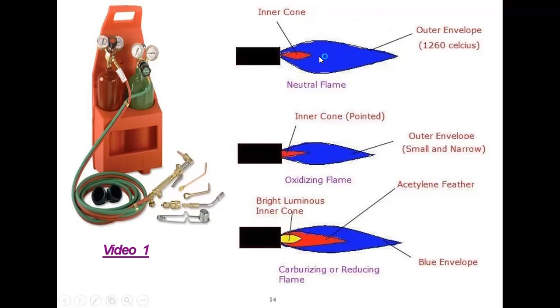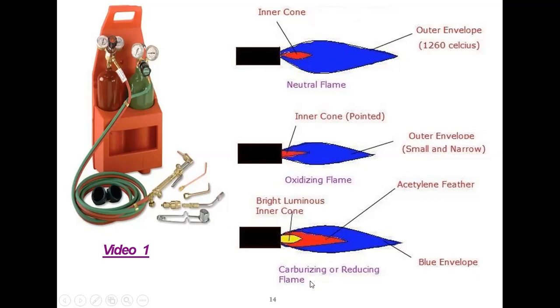Next, this is the main torch, and these are our cylinders. One is oxygen and another is acetylene. And through this oxyacetylene gas welding, we can see mainly three types of flames: neutral flame, oxidizing flame, and carburizing flame.